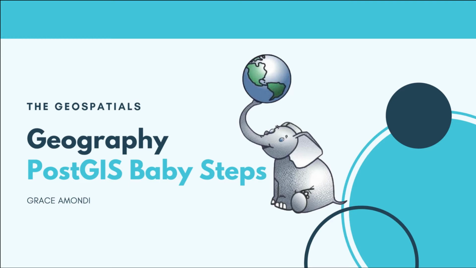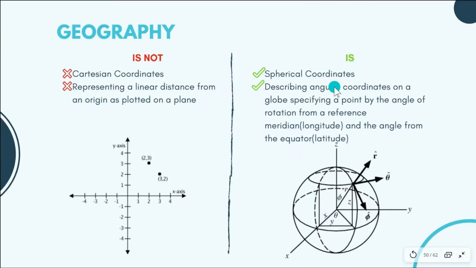Now, let's look at the difference between what geography is and what it's not. Geography is not Cartesian coordinates. It is spherical coordinates. So rather than representing it on a linear distance from an origin as plotted on a plane, you are describing the angular coordinates on a globe by specifying a point by the angle of rotation from the reference meridian, which is the longitude, and the angle from the equator, which is the latitude.